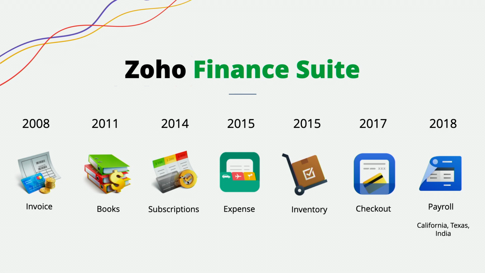Zoho Inventory also came out in 2015. And more recently, we have Zoho Checkout. And then finally, Zoho Payroll was initially released in California in 2018, in Texas in 2019, and India was this year as well. So that is the finance suite as it stands today.